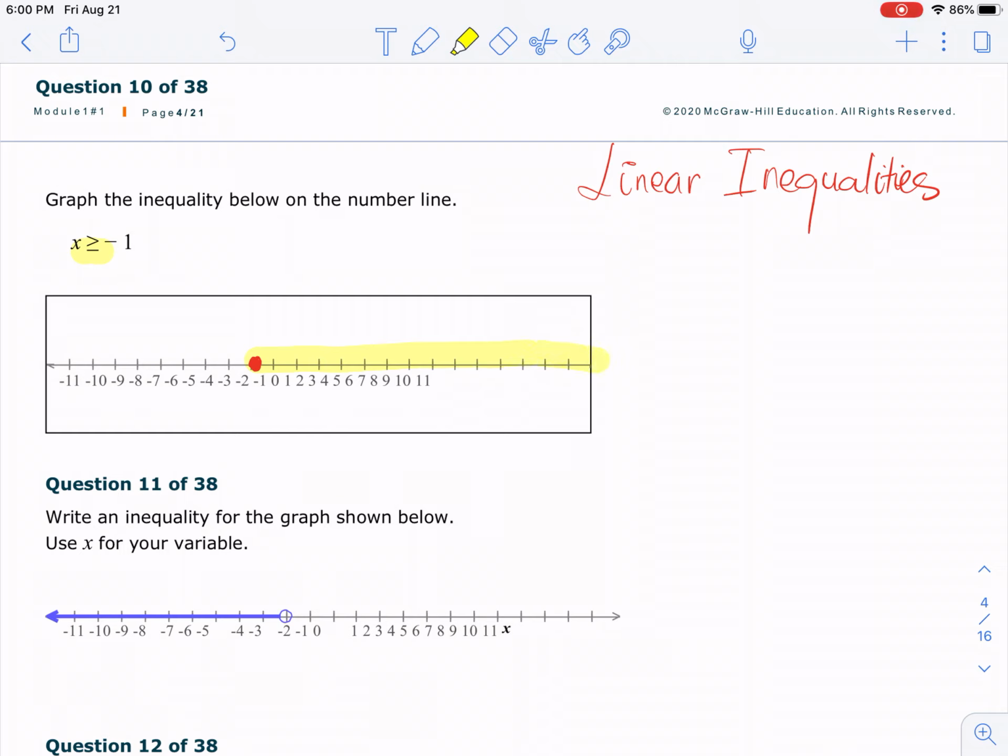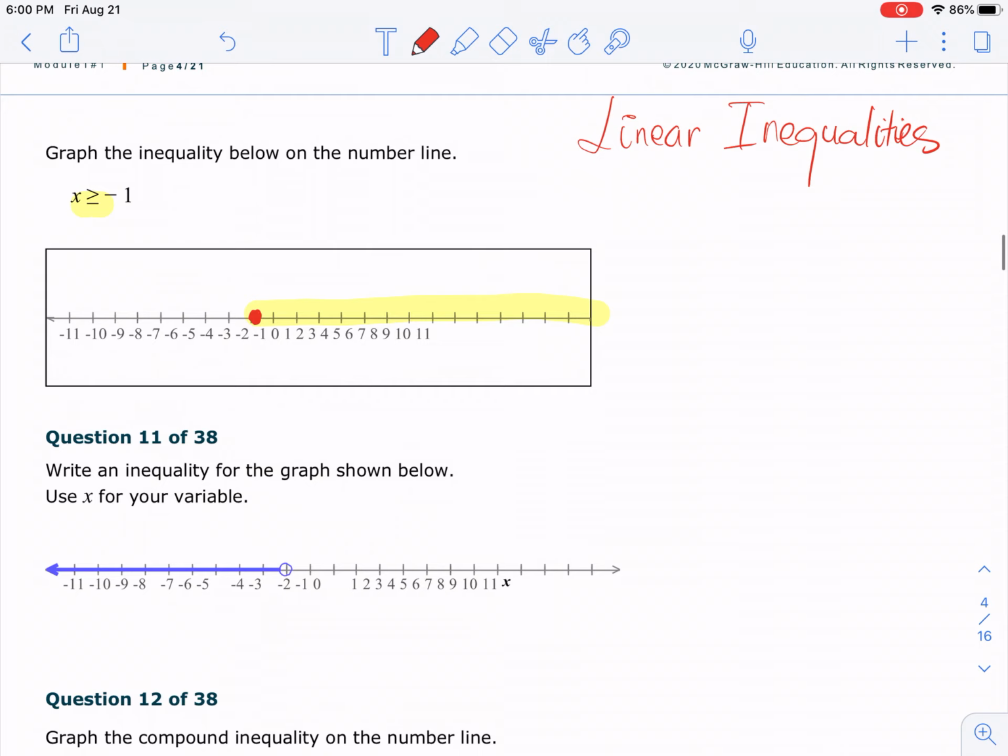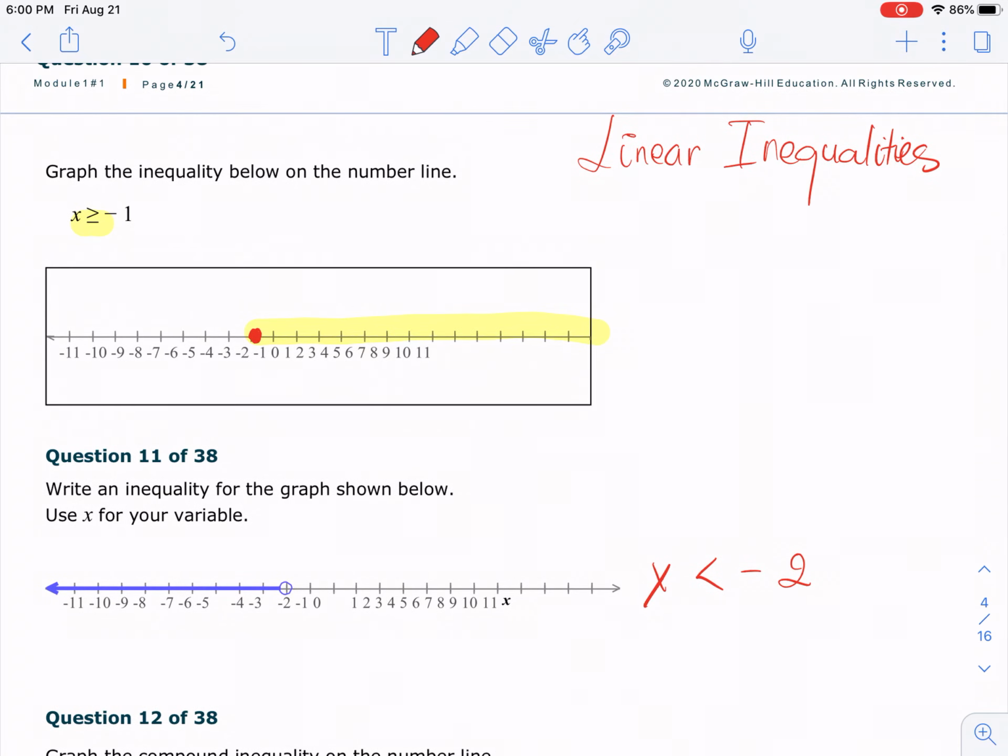Now, for number 11, we want to do the opposite. They give you the graph, and now you have to write the inequality. So as you can see, we start at -2 and go to the left. So it's going to be x less than -2. And then notice that it's an open circle, so I keep it strictly less than -2.